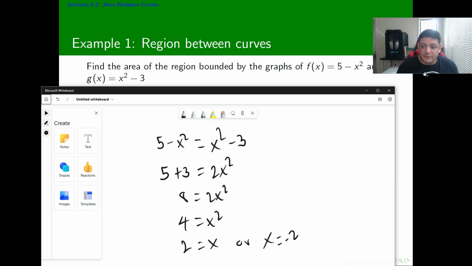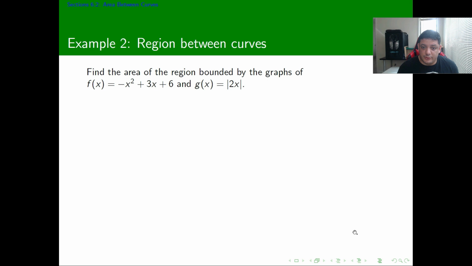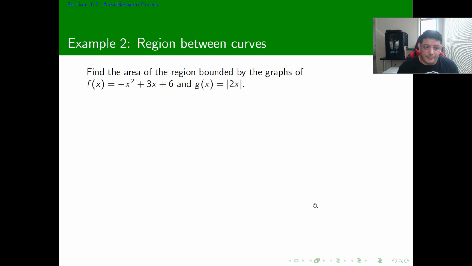Once we have this intersection, we can plug into either of the two functions, and we're going to find that these are the points minus 2, 1, and 2, 1. And we get that the interval for the area is going to be from minus 2 to 2. So the area between the two functions is going to be the integral from minus 2 to 2 of f of x minus g of x. We express that using the functions, and the result is going to give us our answer for the area. We're going to skip the computing of this, since this is integration that we know how to do at this point. And let's move on to another example.